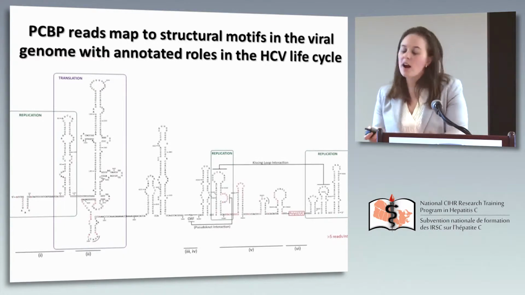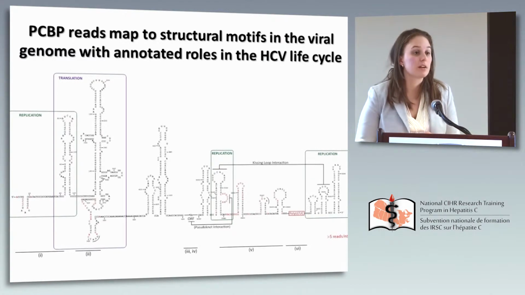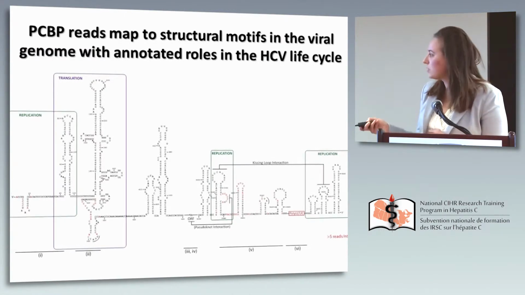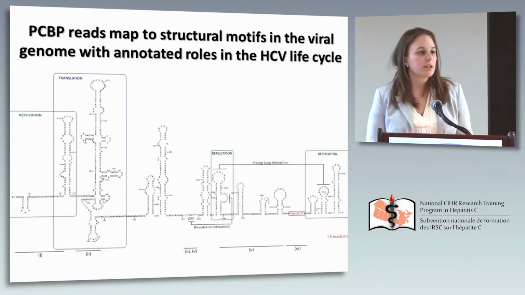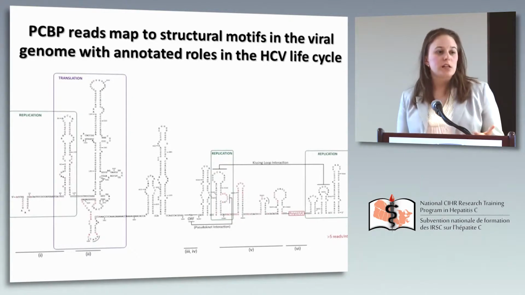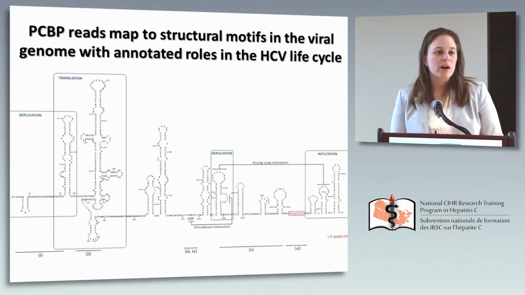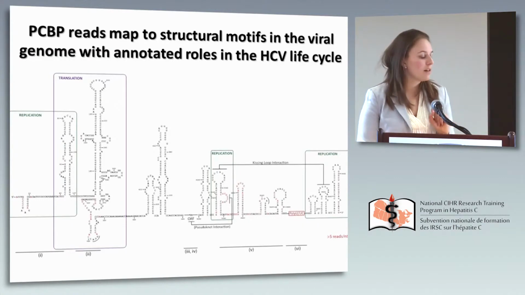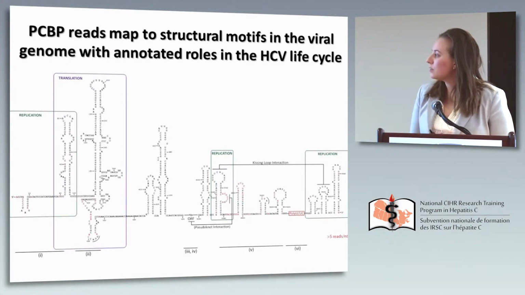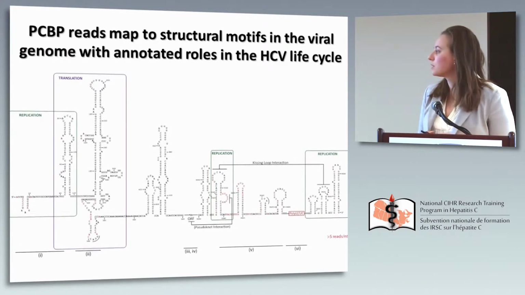And to our surprise and excitement, we found that 4 of the 6 PCBP read regions mapped to structural motifs in the viral genome that had annotated roles in the HCV life cycle. As I said before, we saw binding to stem loop 1, which was known in the literature, so we confirmed that, which was great. And we also saw binding to the poly-U/UC region, which is consistent with PCBP activity. But we also saw an interaction with stem loop 4 of the viral IRES, and this is where the start codon of the viral RNA is. And we saw binding to a region that's involved in a kissing loop interaction important for viral RNA replication, as well as the stop codon.